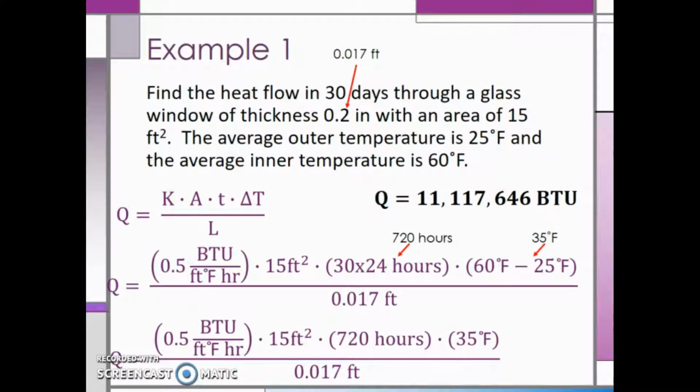11,117,646 BTU. Rounding to 3 significant digits gives us 11,100,000 BTU. In the next video, we will take a look at R value.